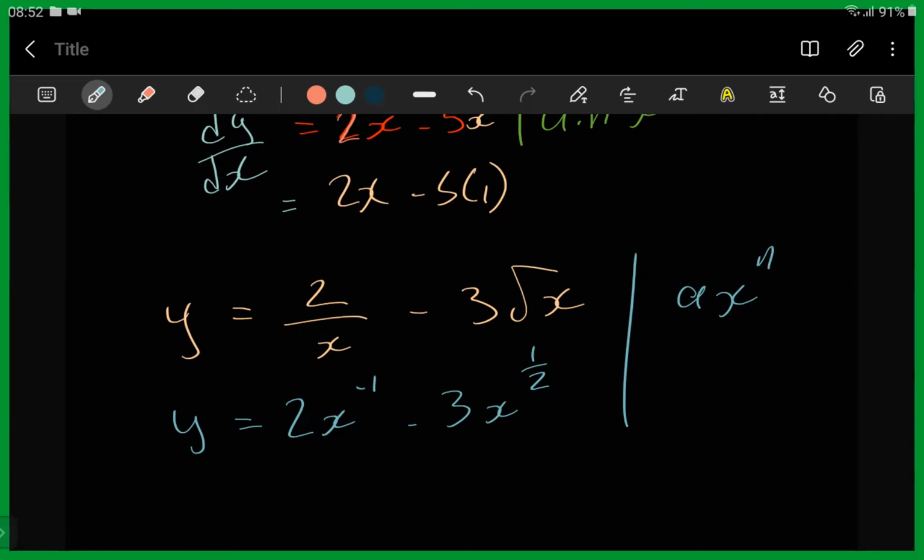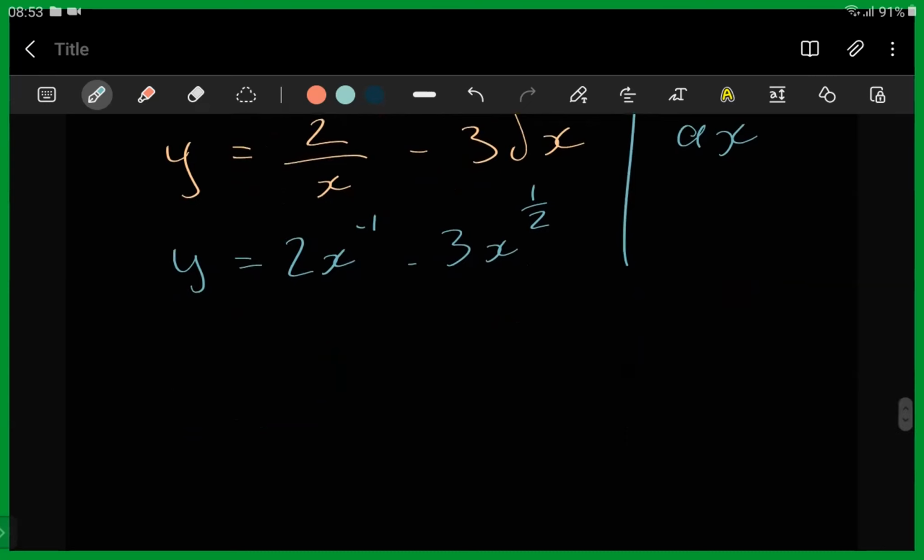So with that being said, now you would be able to differentiate, right? So differentiating this, -1 times 2 would be -2. And then -1 minus 1 would be -2. And then here a half times -3 would be -3 over 2. And then a half minus 1 is minus a half.